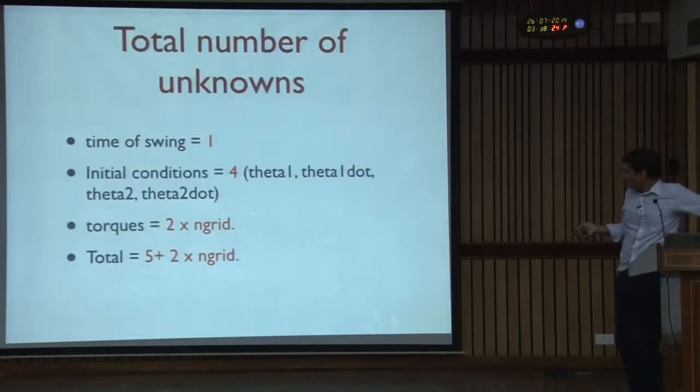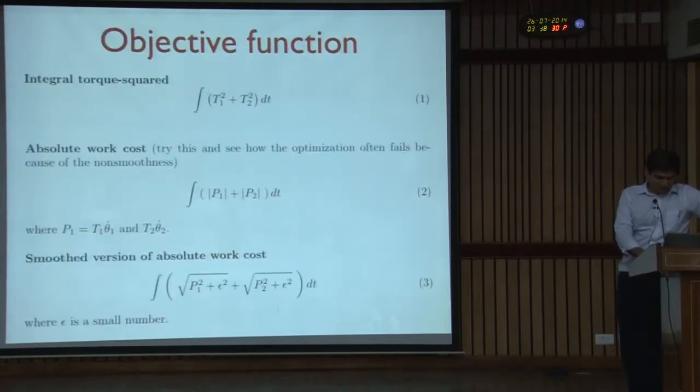Okay, so here's the total number of unknowns now. Instead of infinity, it's 5 plus 2n. And our objective function is going to be the integral of torque 1 squared plus torque 2 squared times dt, where these two are functions of time. Now why would I want to use this cost? It turns out a lot of biomechanics papers use this kind of cost as an approximation of muscle energy cost, but it has no biophysical basis.